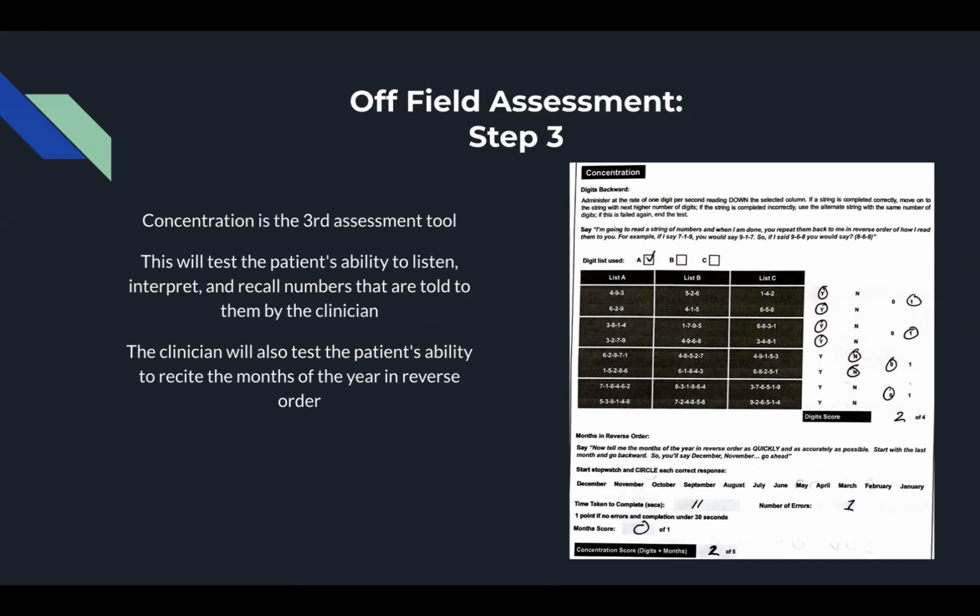When our athlete and subject completed this exam, it took them exactly 11 seconds, as seen with the stopwatch on our phone, and they made a total of 1 error. Overall, their month score was a 0 out of 1 because they got an error while completing it. Their concentration score was a 2 out of 5 total when combined with the month score and digit score.